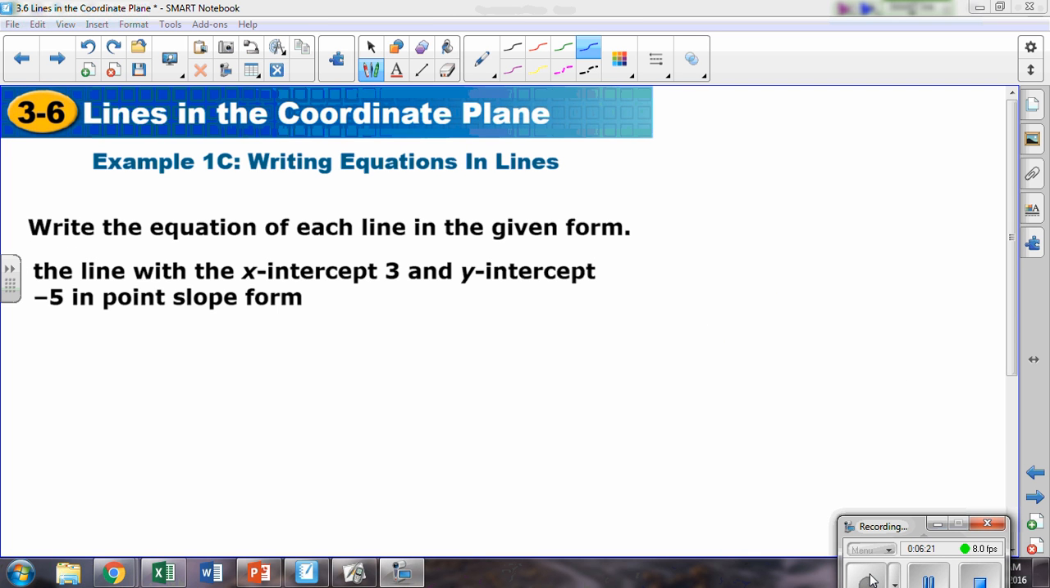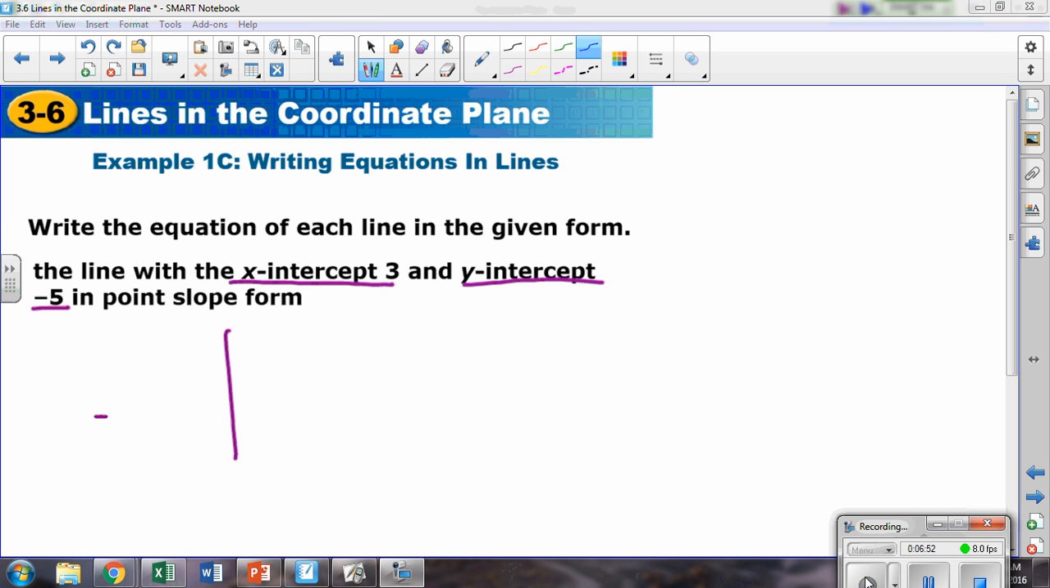Same type of problem. Write the equation. We have an x-intercept of 3. We have a y-intercept. And we're using point slope form. What's our challenge here? We're not told what the slope is. Well, since we don't know what the slope is, of course, we're going to have to figure it out.